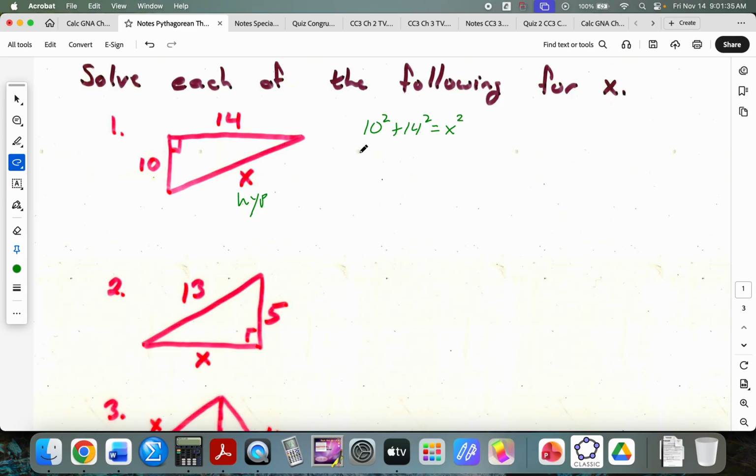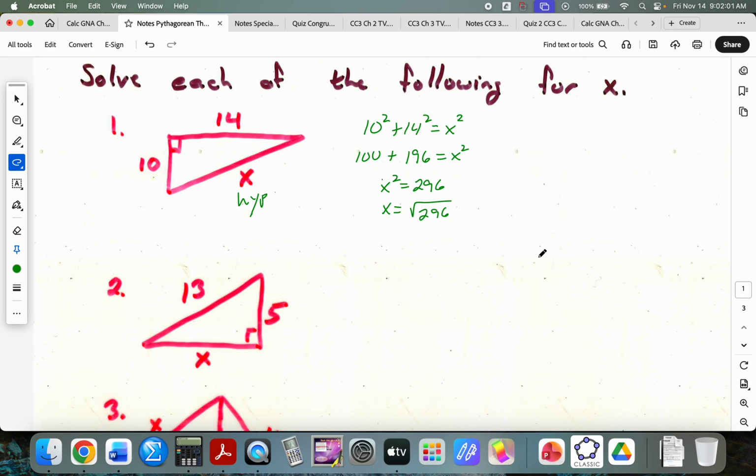10 squared is 100. 14 squared is 225. No, that's 15 squared. 196 is x squared. So x squared is 296, which means that x is the square root of 296.